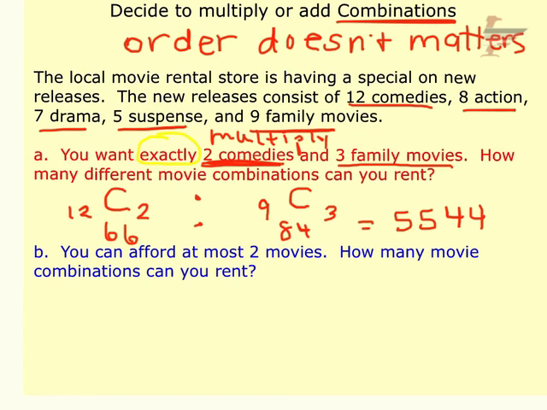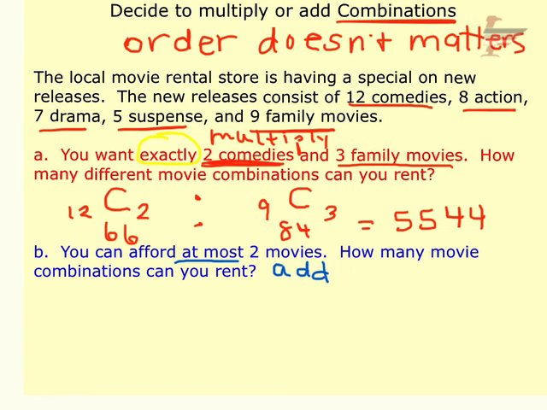If it's not an exact amount, now read Part B. It says you can afford at most 2 movies. Well, at most is not an exact amount. It's not exactly 2. At most means maybe you can afford only 1. Maybe you can afford only 2. Or actually, maybe you can't get any because 0 is also in that. So when you have a range of possibilities, that means you're going to add all those combinations.